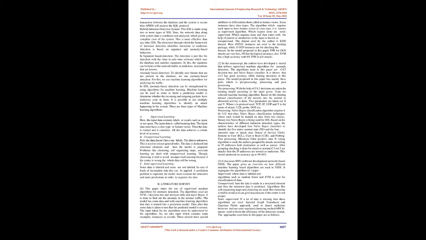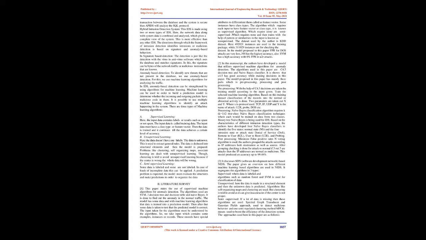2. Literature survey. 1. This paper states the use of supervised machine learning algorithms for anomaly detection. The algorithms used are SVM, J48 decision tree, decision table and naive Bayes. It is done to find out the anomaly in the normal traffic. The model has some data, and with machine learning algorithms that data is trained into a prediction model. Then after that some data is taken to test that the predicted model is correct.